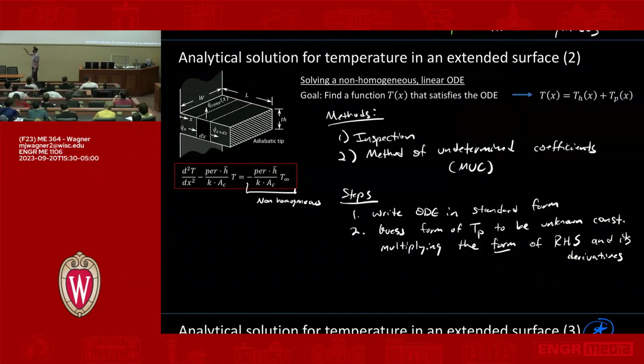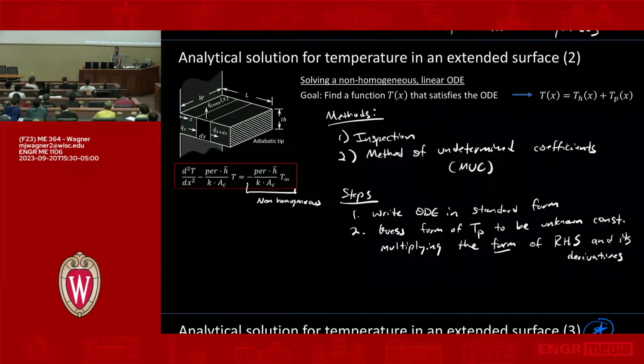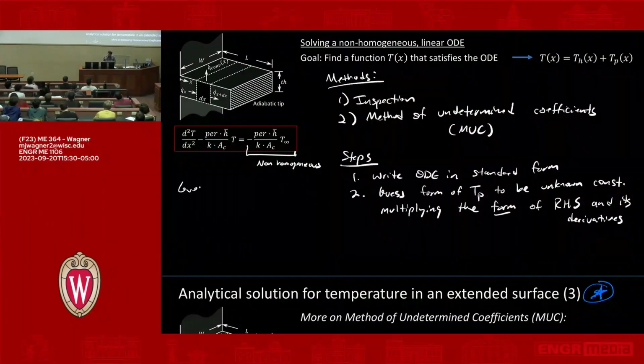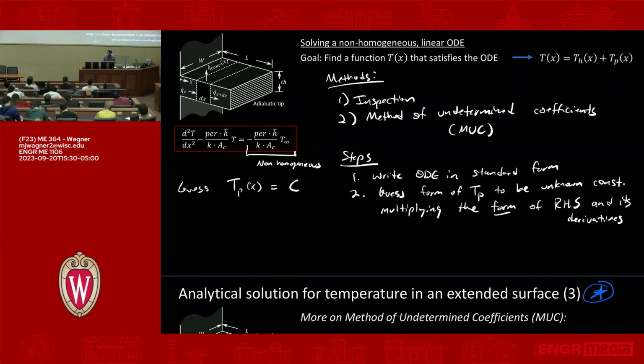Guess the form of T_p to be some unknown constants multiplying the form of the right-hand side and its derivatives. So in this case, the form of the right-hand side is what? It's a bunch of constants. Everything there is constant. So what is the derivative of a constant with respect to x? 0. So we're going to guess that the solution looks like a constant plus its derivative, 0, which is just a constant. So I'm going to guess T_p is equal to some constant.